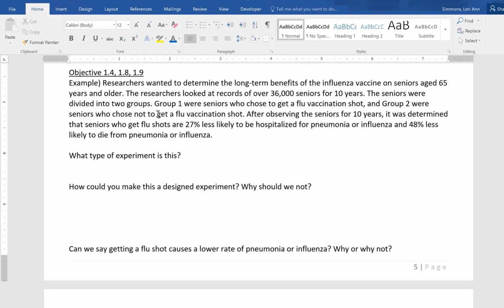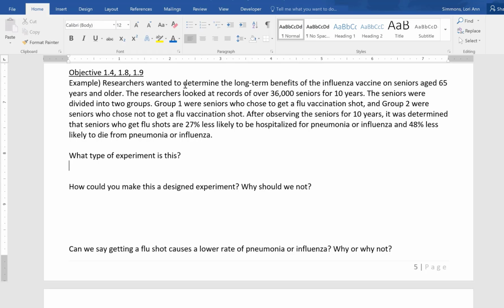After observing the seniors for 10 years, it was determined that seniors who get flu shots are 27% less likely to be hospitalized for pneumonia or influenza, and 48% less likely to die from pneumonia or influenza. So what type of experiment is this? Observational or experimental design?